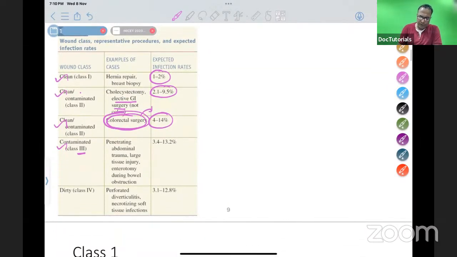Contaminated wound includes various things like penetrating trauma, large tissue injury, enterotomy during bowel obstruction. All this comes under class 3. Class 4 is perforated diverticulitis. So a diverticulum which is perforated comes under class 4. According to the wound class, the percentage of surgical site infection increases. Okay, this is a basic thing.